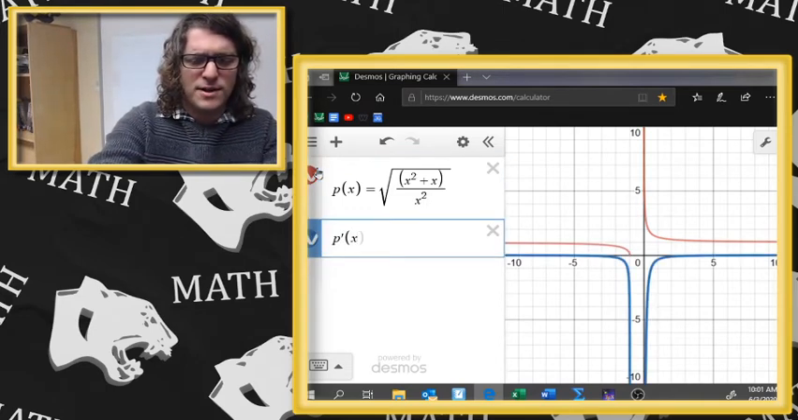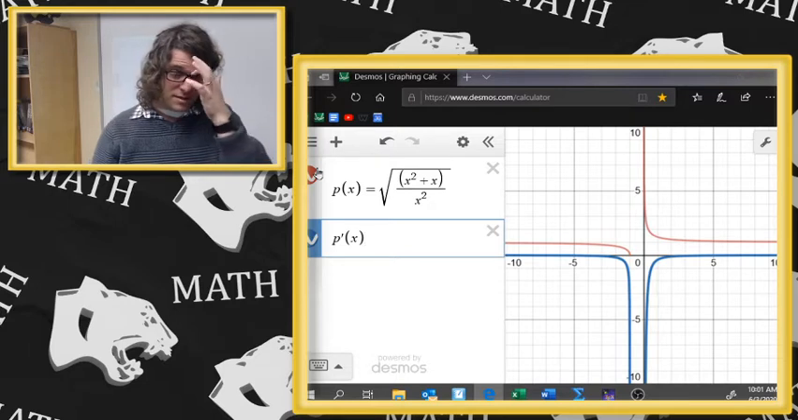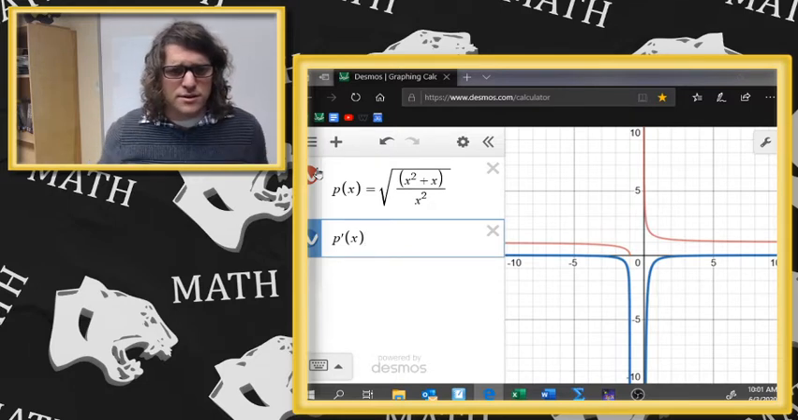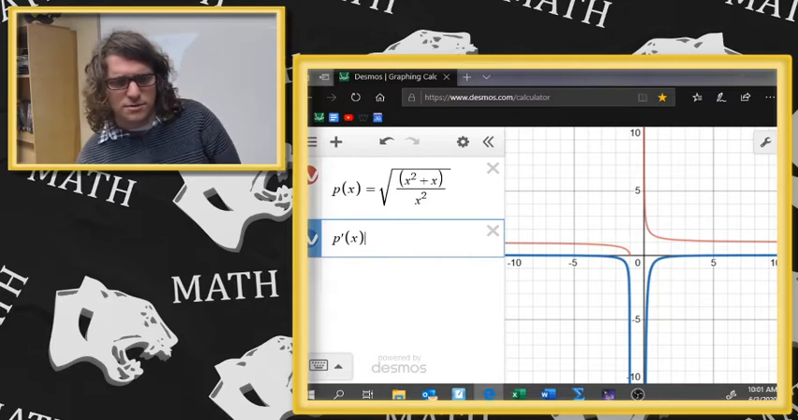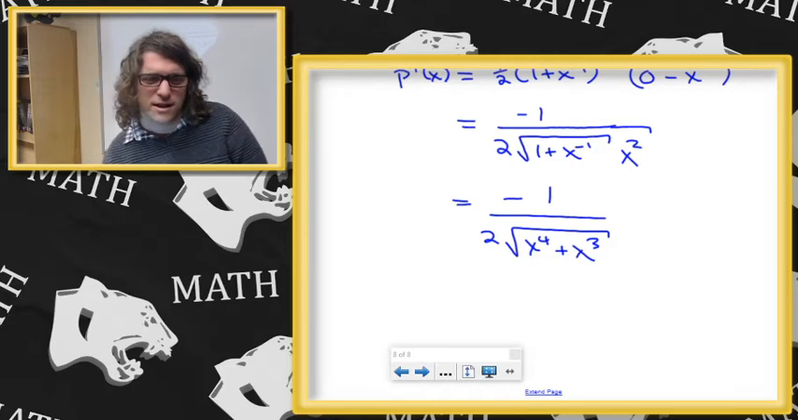Desmos is pretty smart, so I can say p prime of x, and it will give me the derivative there that it thinks it is. And then what I need to do is, I'm just going to pop this up for a second because I can't remember.